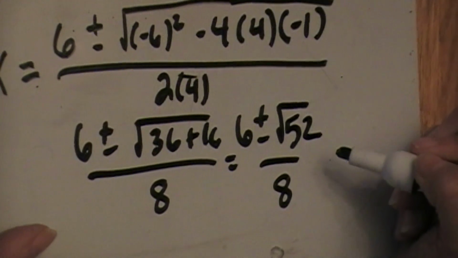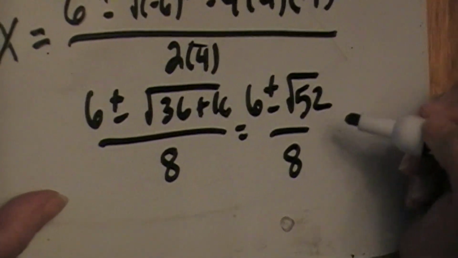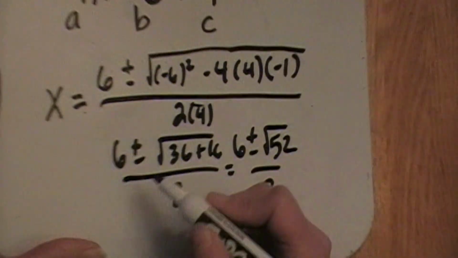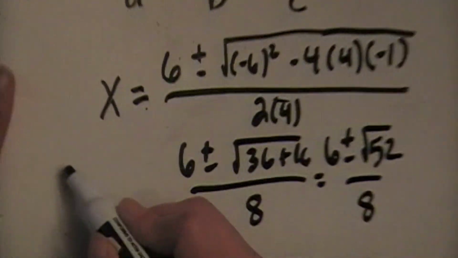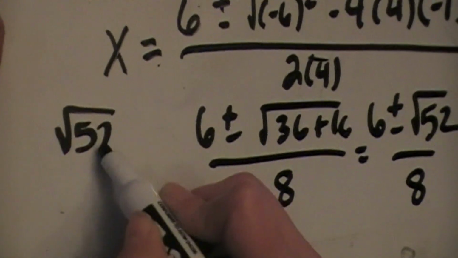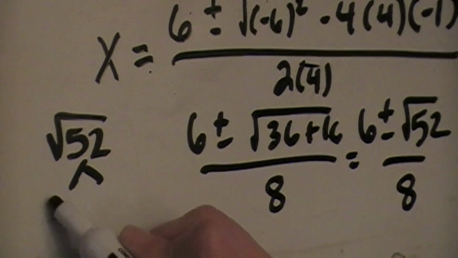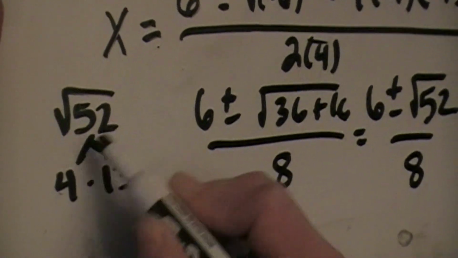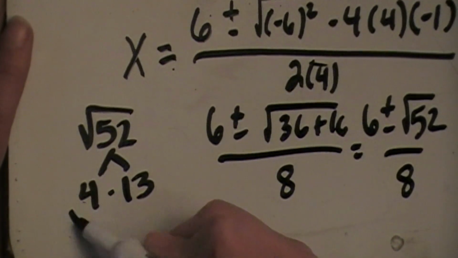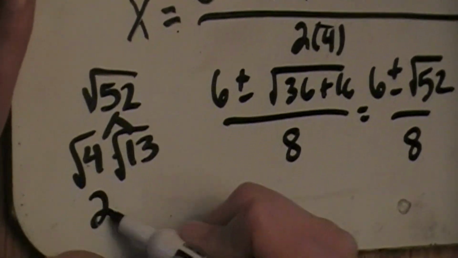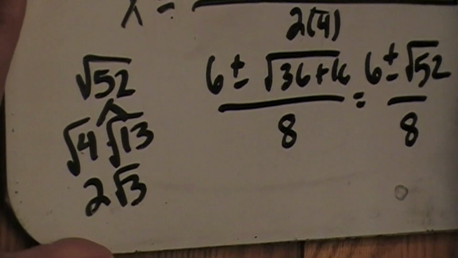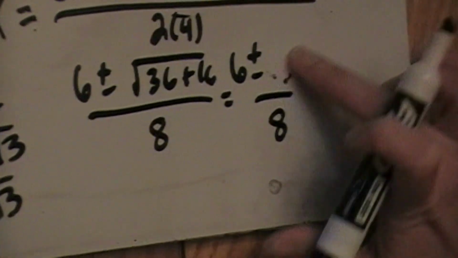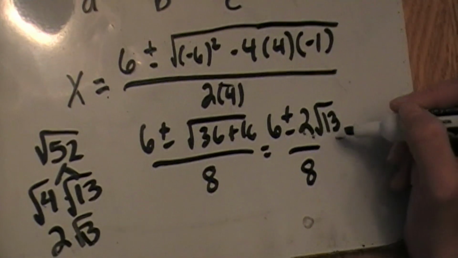But unfortunately, that is not the most simplified answer. You can simplify the square root of 52. I'll show you in this corner here. The square root of 52 is divisible by 4, and 4 times 13 happens to be 52. So square root of 4 and square root of 13, this gives us 2 root 13. So this square root of 52 is actually 2 root 13.